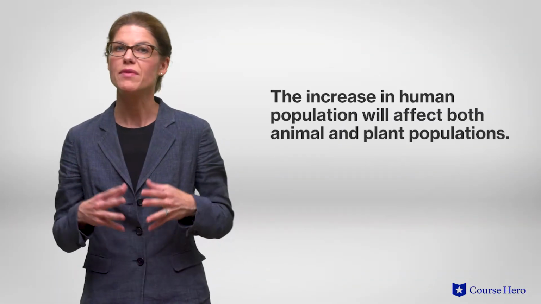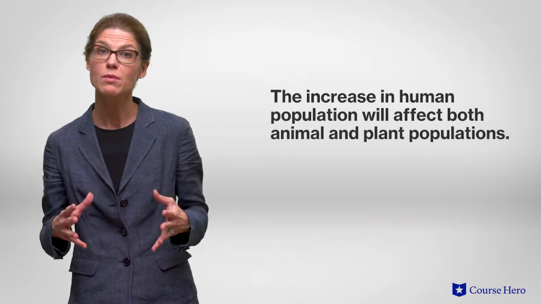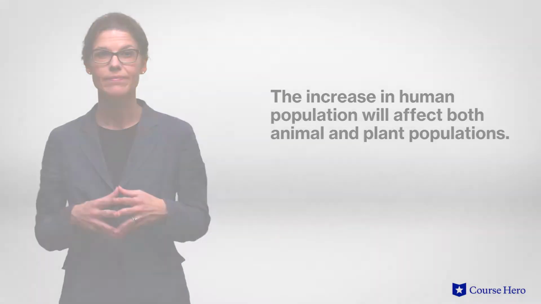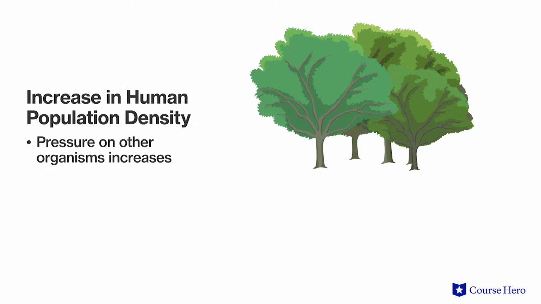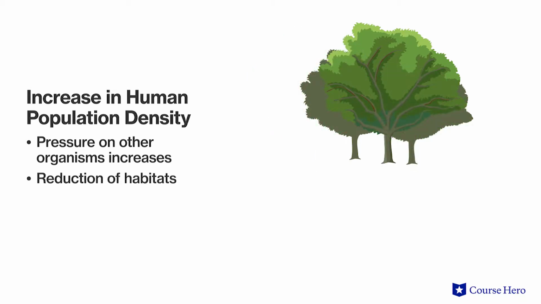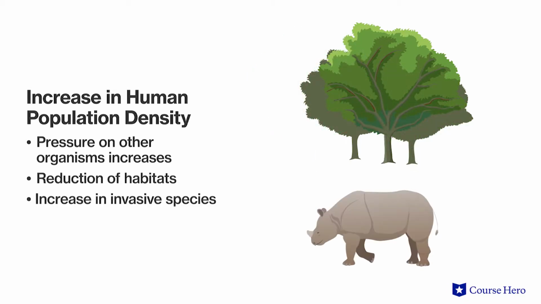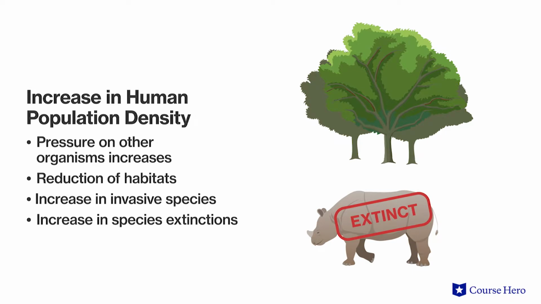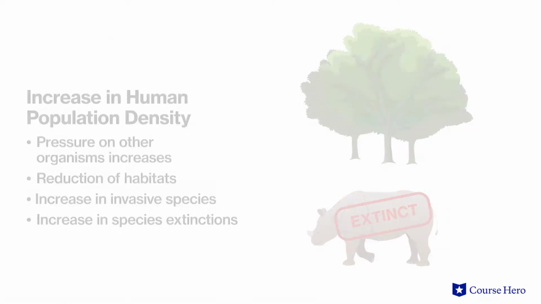This massive increase in the human population will have significant effects on animal and plant populations. As human population density increases, pressure on other organisms will increase, and we'll witness a reduction of habitats, an increase in invasive species, and increases in species extinctions.